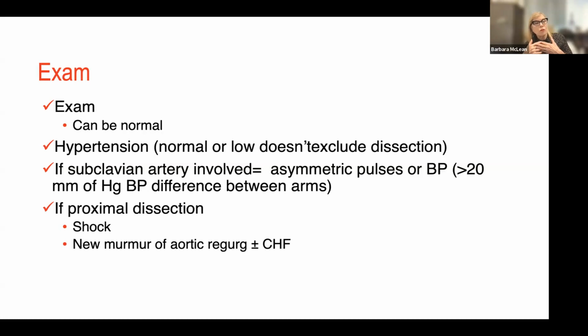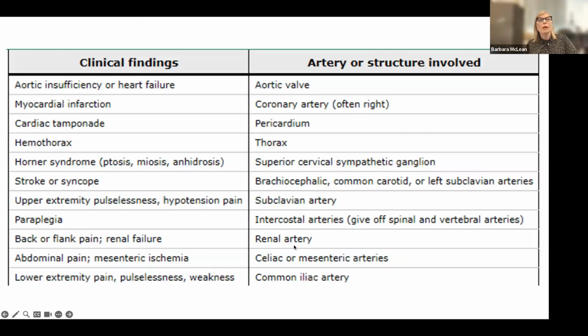Okay. The biggest thing I'm looking for is asymmetrical pulses. Generalized labs are going to look like ACS, your troponin is going to be elevated, et cetera. What I really need is cardiac imaging, and I need that as quickly as possible. If I want to make good decisions about therapy and what's going to happen, you need to have cardiac imaging as soon as possible.